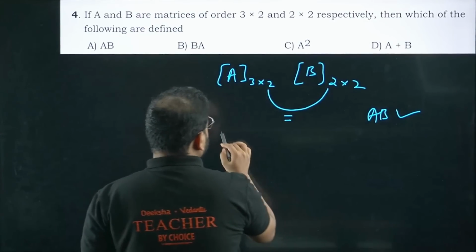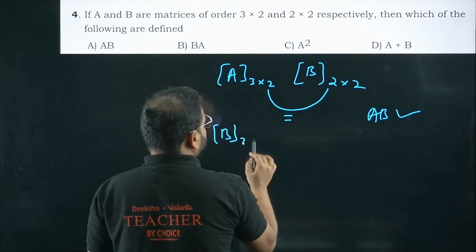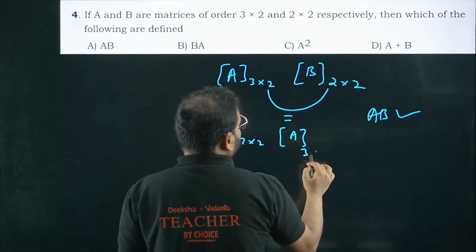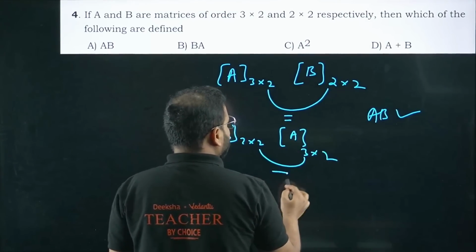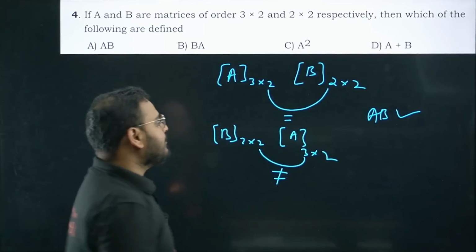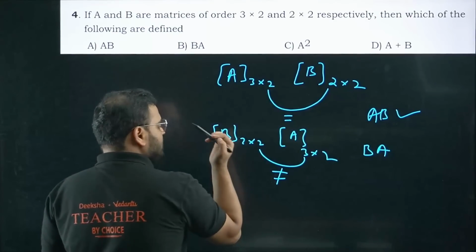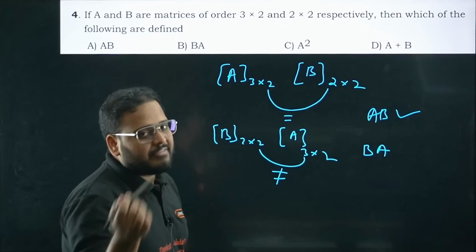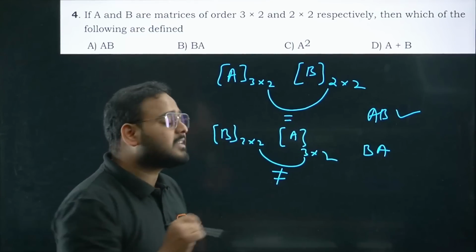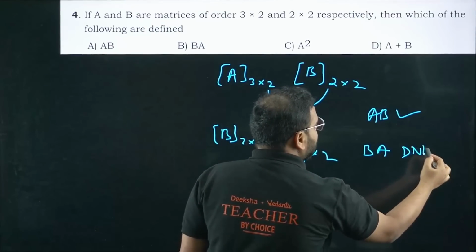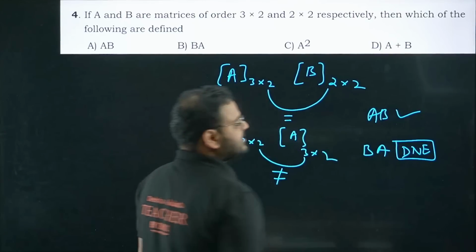If I write B first, 2 into 2, and then I write A over here, 3 into 2, compare these two, not equal. Means BA does not exist. The number of columns over here is 2, the number of rows over here is 3, which cannot be the case in multiplication of matrices, hence BA does not exist.